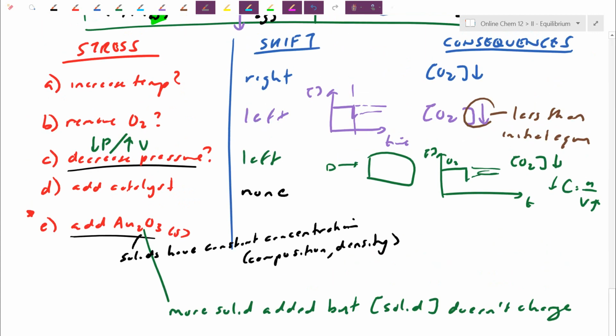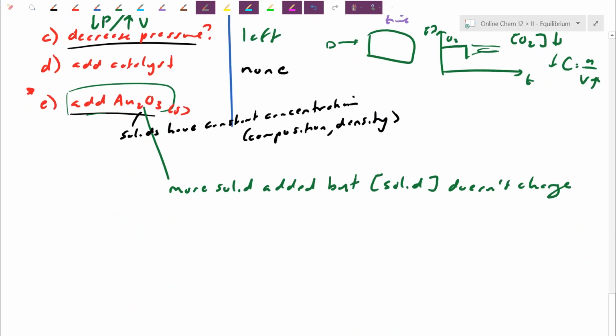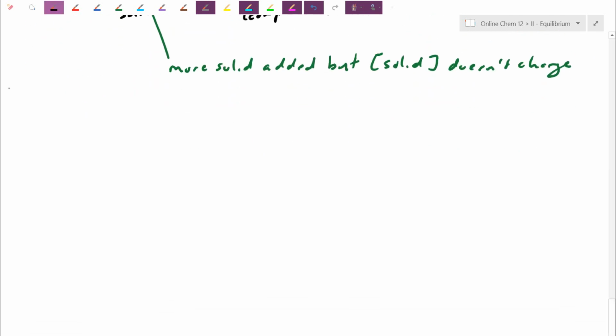If there is no change in the concentration, even though I'm adding Au2O3, it doesn't suddenly go up and then I shift to the left. I'm not actually able to change the concentration. I have more of it, definitely, but because that fraction, that ratio, hasn't changed, there would be no shift, just like in the adding catalyst case. So just watch out for that. We sort of captured that a little bit here when we started looking at KEQ.